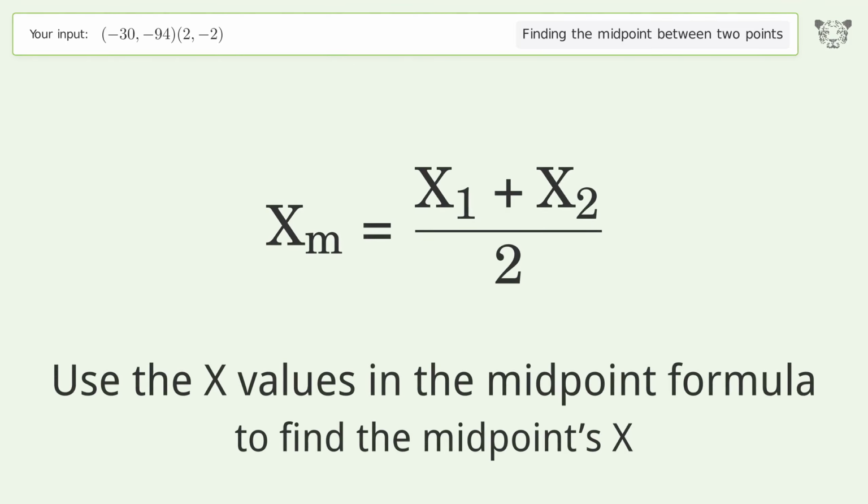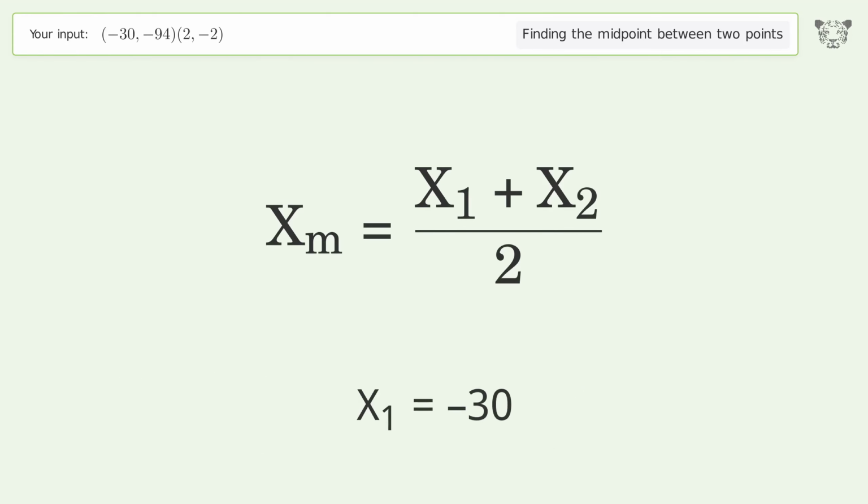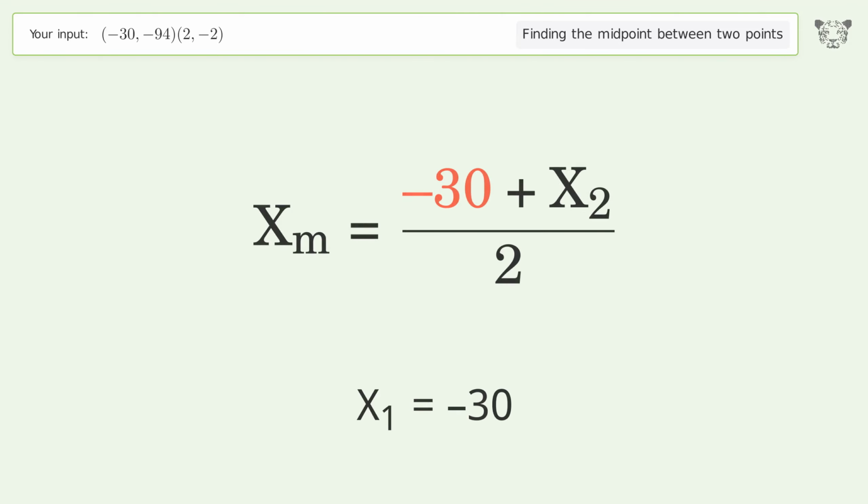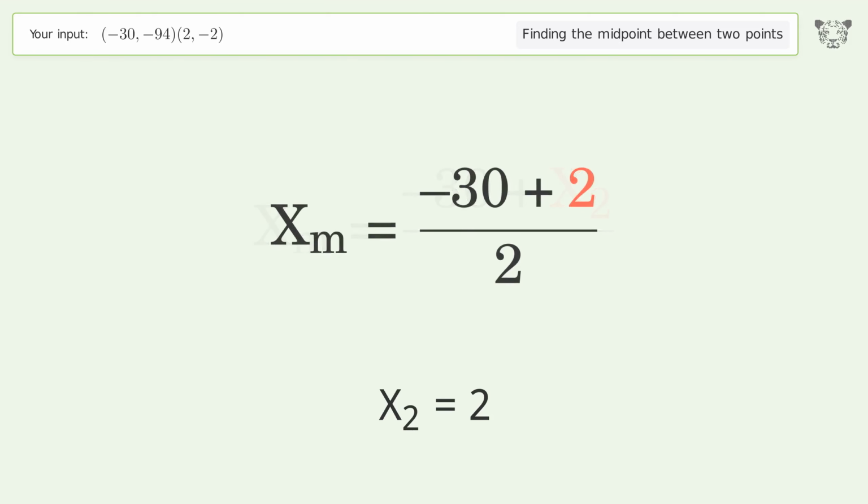Use the x values in the midpoint formula to find the midpoints x. x1 equals -30. x2 equals 2. Simplify the arithmetic.